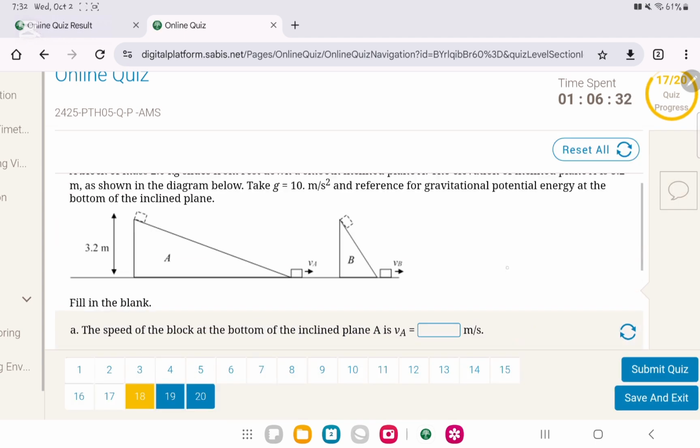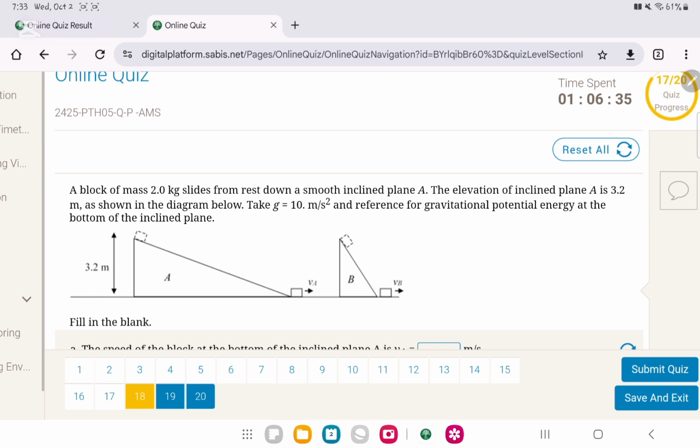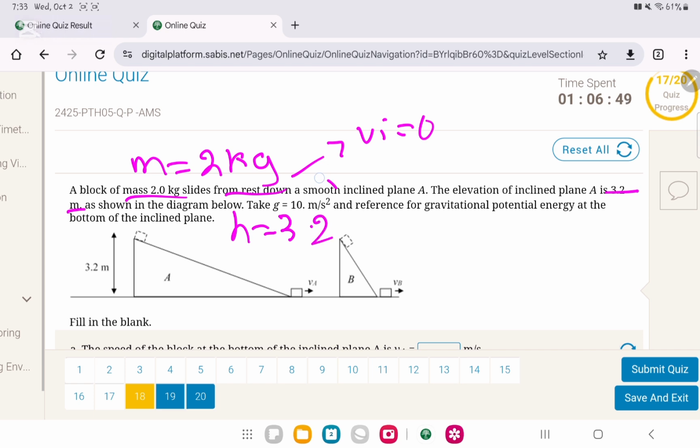So now, question number 18. Very important. A block of mass 2 kg slides down from rest, so v initial equals 0. The elevation of the inclined plane is 3.2 meters, so the height is 3.2. And we have g equal to 10. So what do they need? Here they need the speed of the block at the bottom of the inclined plane. Very simply, first what do?